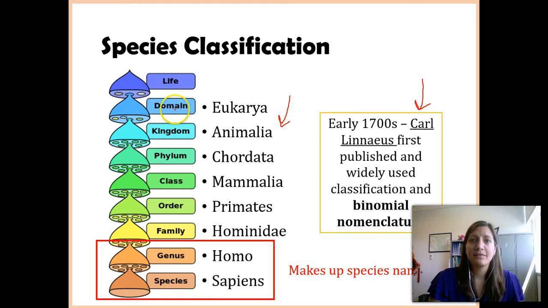So we go from domain down to kingdom. You may have learned about the five kingdoms at some point in your life: animals, plants, fungi, we have protists, and then previously we had bacteria. There's some reclassification going on, but you've probably heard of those before. Us as humans, we're in Animalia. Then we go to phylum, class, order, and family. And then finally, what makes up the species name, being the genus and species.